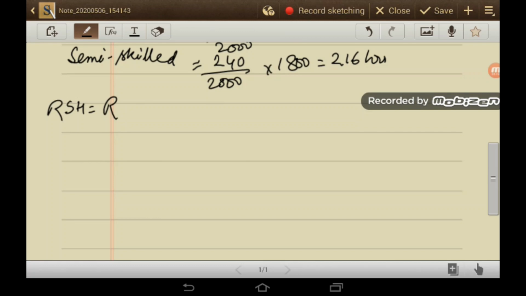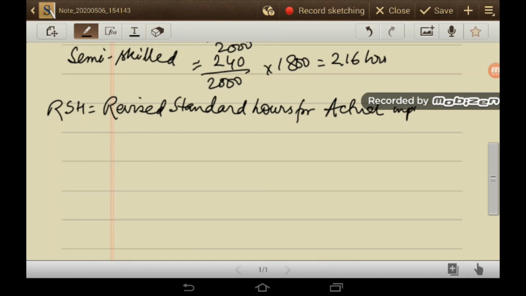that is revised standard hours for actual input. Again, this actual input is given as 2000 hours.